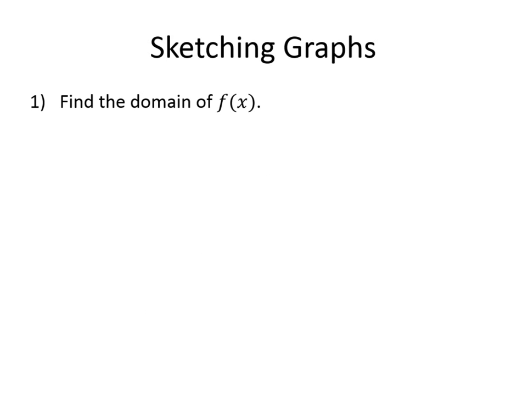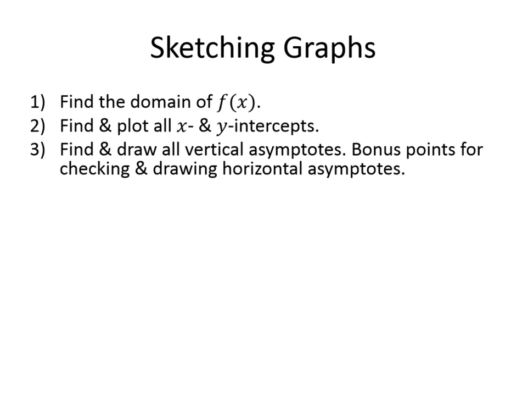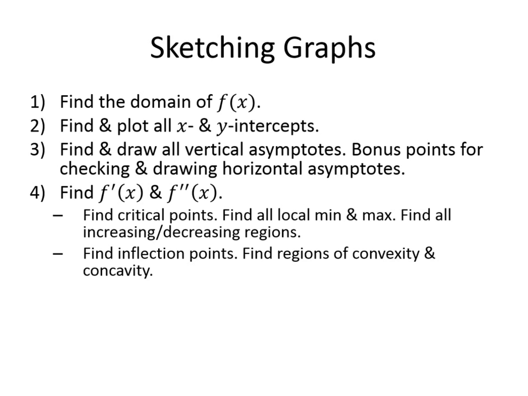You always need to find the domain of the function, check for the x and the y intercepts, check and draw any vertical asymptotes if you have a rational or a logarithmic function, bonus points for checking and drawing horizontal asymptotes if you have a rational function. You're going to find the first and the second derivative, and off of the first and second derivative, find critical values, find critical points, find the local minimum and maximum, and find all of the increasing and decreasing regions. So that's basically everything from last week.